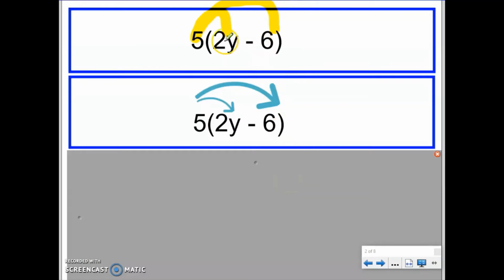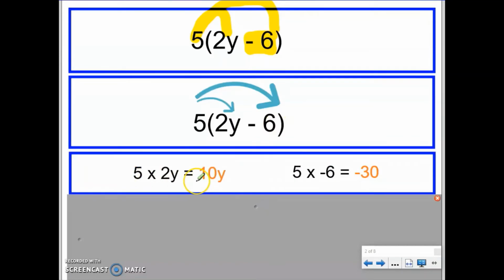One thing to be aware of though, when I'm multiplying the 5 by the 6 in this question, it is actually negative 6. So we can't forget that this negative sign is associated with this 6. So with my small blue arrow, 5 times 2y is going to give me 10y's. And then my second multiplication, the large blue arrow, is 5 times negative 6, which is going to give me negative 30. So again, this is the process you do in your head. Answer to the first multiplication, answer to the second multiplication, not forgetting that negative sign.